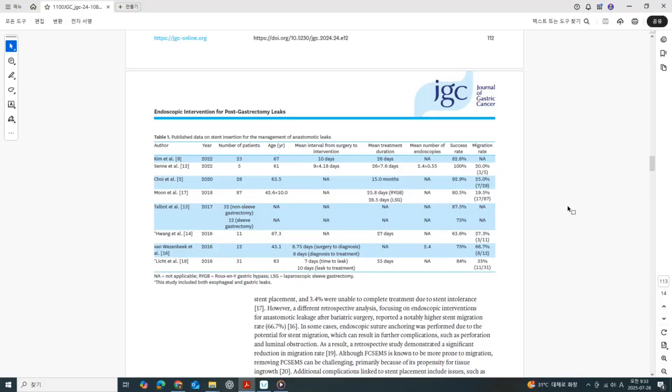It does. And look at the treatment duration column. It varies a lot. Some studies show a mean of 26 days, others up to 55 days. So patients might have these stents in for quite a while. That's a long time to have something like that inside.